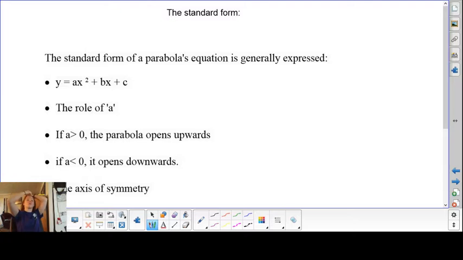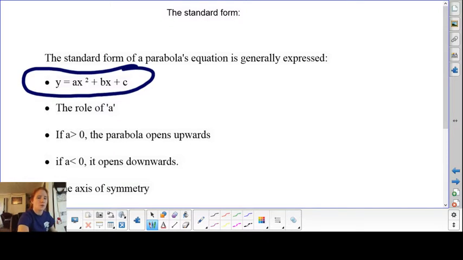Okay, so standard form. Standard form is a general equation of a parabola. We are used to seeing this when we use our quadratic equation and factoring. We use this form to factor stuff.